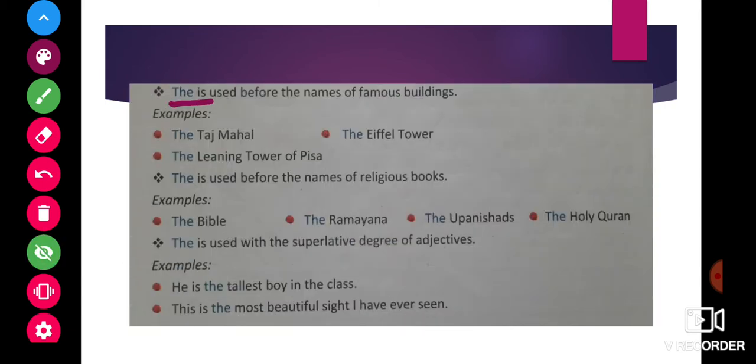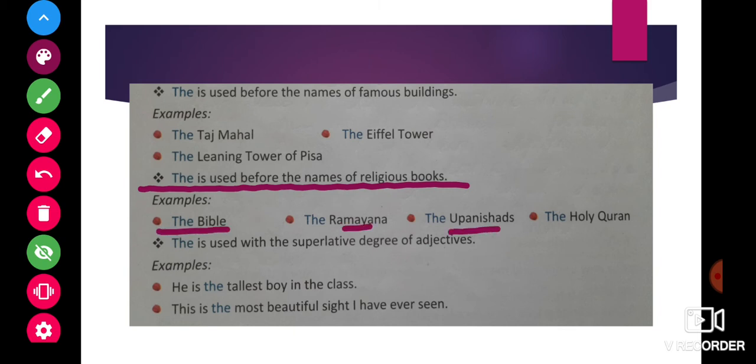The is used before the names of famous buildings like we have already seen. The is used before the names of religious books, the Bible, the Ramayana, the Upanishads, the Holy Quran.